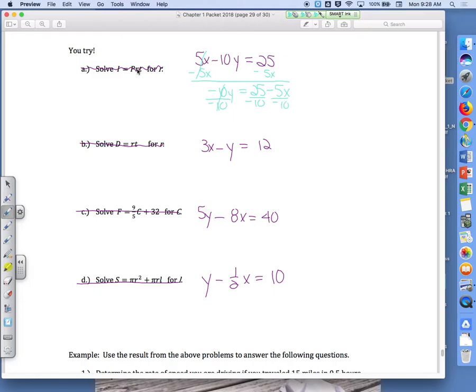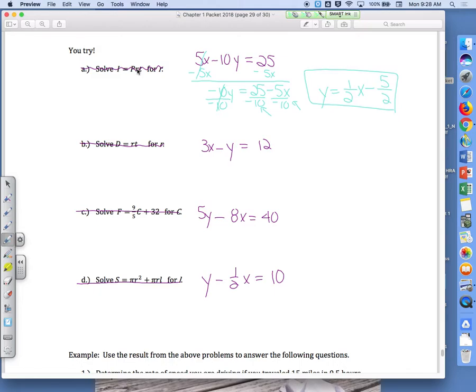Negative 10 cancels out, we'll have y equals, now I'm going to put this with the x term first. So if you look at this, negative 5 divided by negative 10, that reduces to 1/2, positive 1/2 x. And then this term, 25 over negative 10, reduces to minus 5 over 2, or plus negative 5 over 2. It's the same thing. So you end up with fractions for that one. That's okay. You know, that will happen sometimes. Let's try the next one.